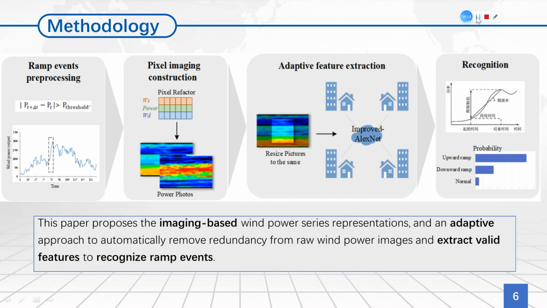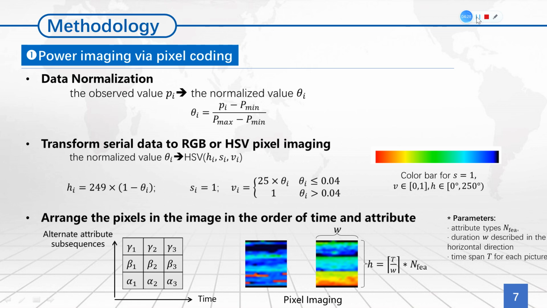The framework mainly includes the following three steps: pixel imaging construction, adaptive feature extraction, and wind ramp recognition. Firstly, we encode the power sequence into images with the transition from deterministic values to pixels. The wind power sequence is preprocessed and normalized to values between 0 and 1 by the min-max scale method.